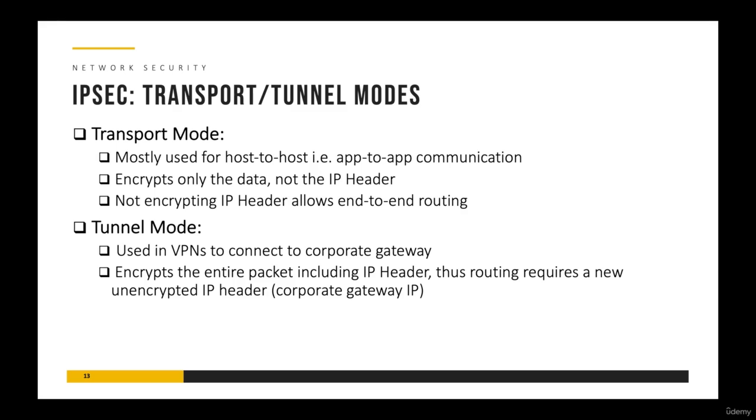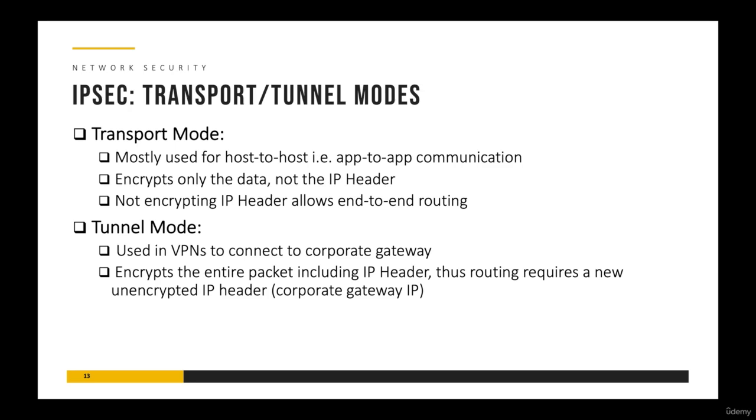So basically this means that the routers on the internet will not be able to route your packet. So how do we solve this problem? We add a new IP header, which basically contains the destination IP of the gateway of your corporate network. So your original packet will be enveloped with this IP header.